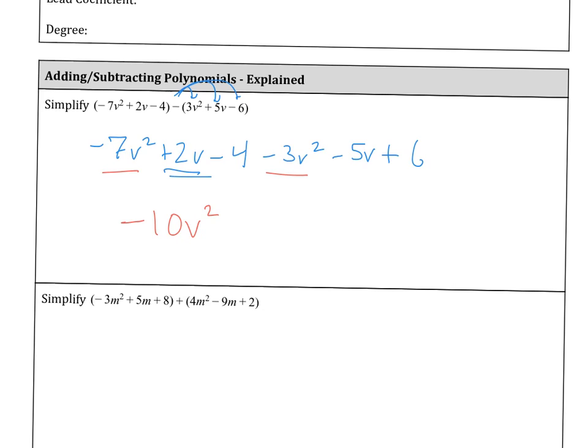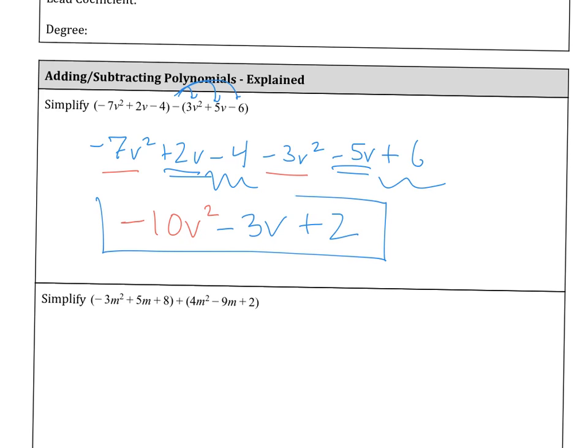Then I'll look at this and this. These are like terms. They make negative 3v. And then finally, this with this, and they make a positive 2. And there's no other way to combine anything. Sometimes people want to put this with this, but this is a v, that's a v squared. They're not alike. They're different things. You can't do anything with that. This is your final answer.